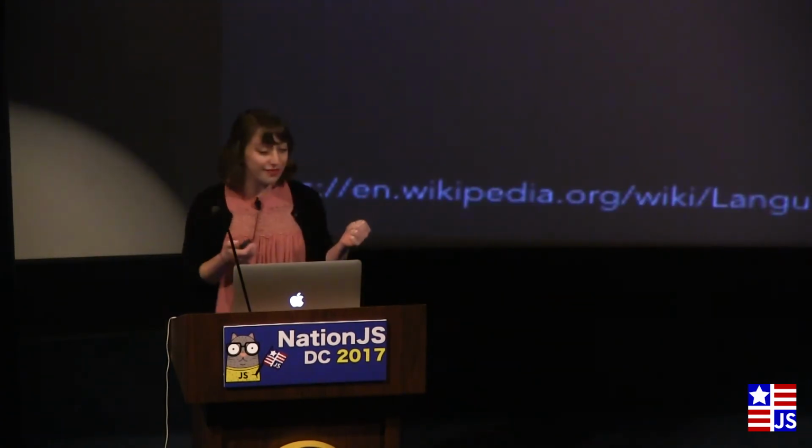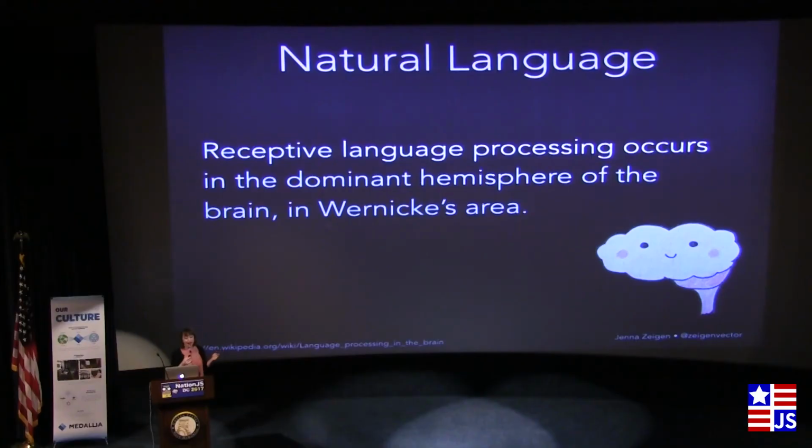So I know you're all programmers, so we probably want to have some fact that we kind of know to be true. We do have a better sense of the neuropsychology of language processing, so we know where this is all occurring in the brain. It occurs in an area called Wernicke's area on the dominant hemisphere of the brain, which for 97% of people is the left hemisphere.